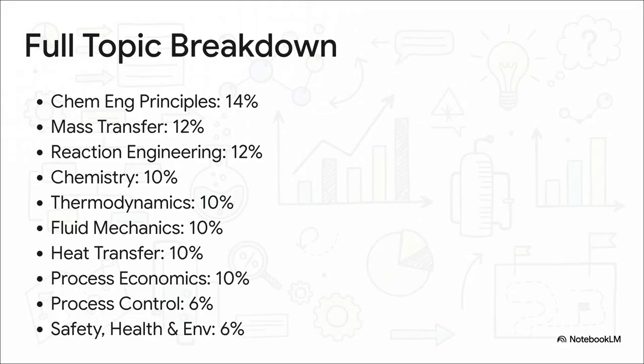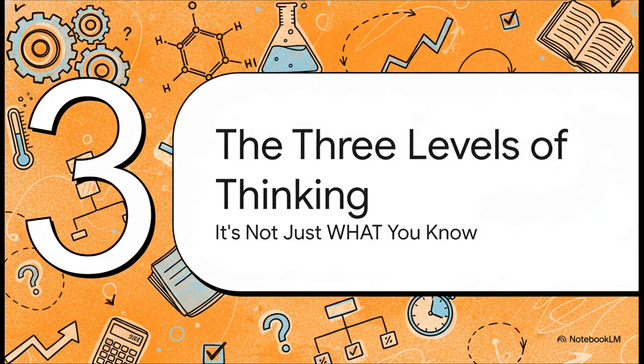Here's the whole picture. After those top 3, you can see a big chunk of topics like thermo, fluids, and heat transfer, all weighted evenly at 10%. And at the bottom, you've got process control and safety, a little smaller at 6%. This list should be your guide for how you budget your precious study time. Okay, so we know what to study, but there's another layer to this. The exam also tests how you think about these topics.